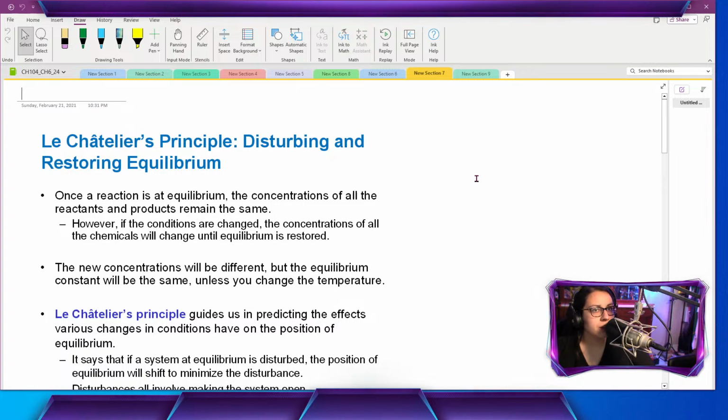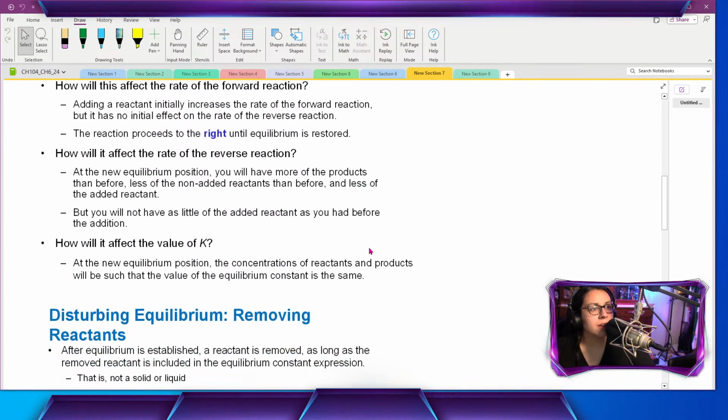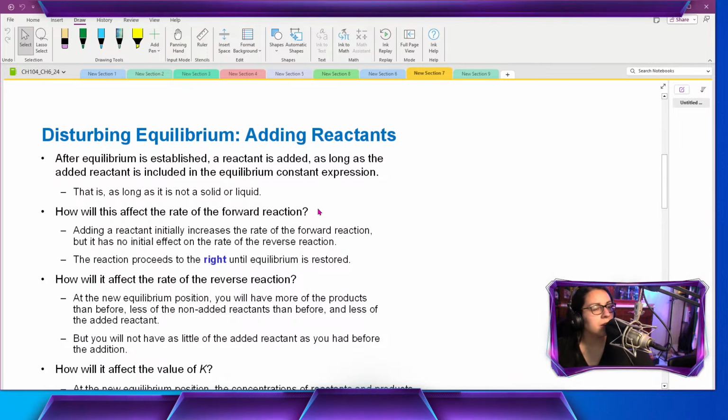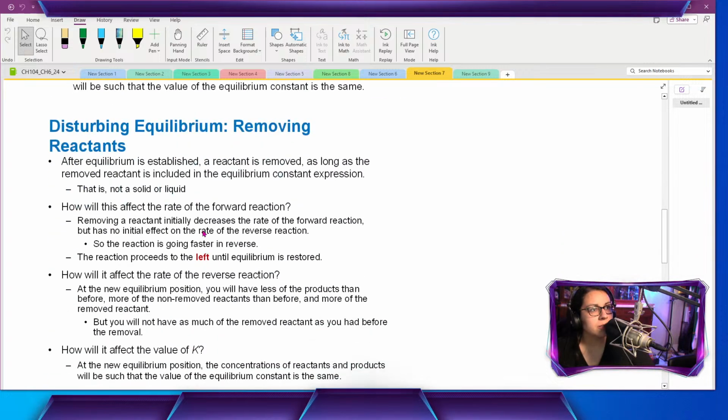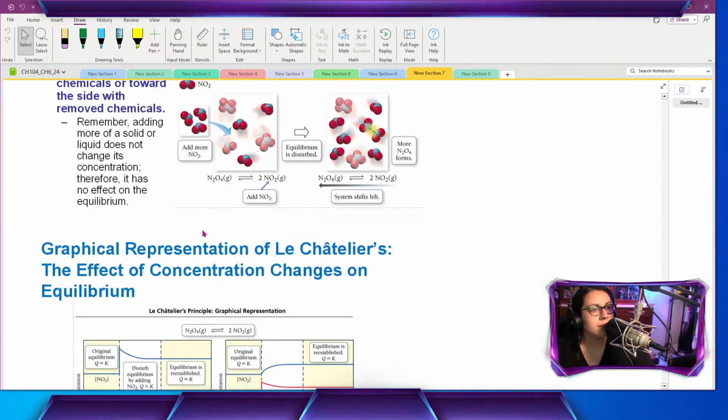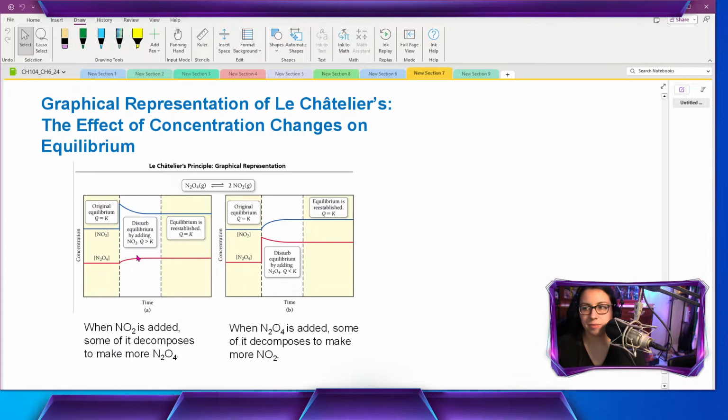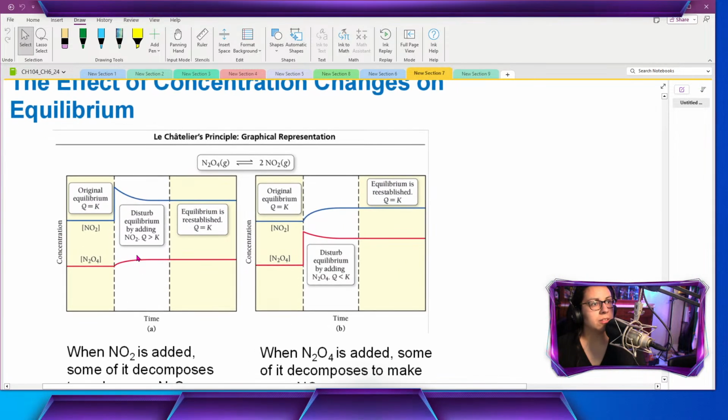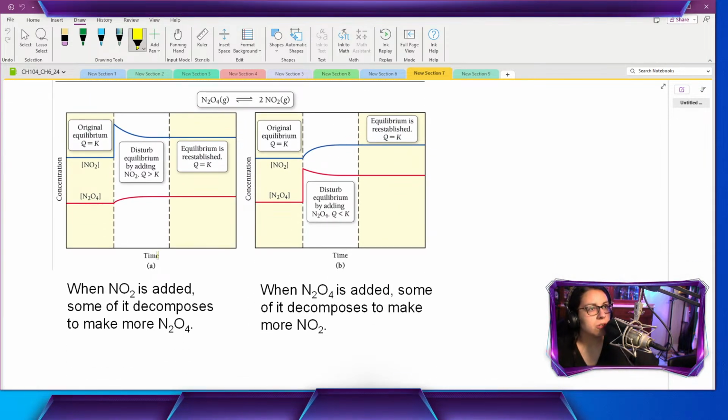Okay. So with Le Chatelier's principle, again, just like we were saying, we can disturb our equilibrium. So there's a lot of words here. Let's kind of look at this. Let's look at this graph here, because the graph is more telling. So we're looking at this reaction. So this is either the dimerization or the dissociation of dinitrogen tetraoxide to nitrogen dioxide.